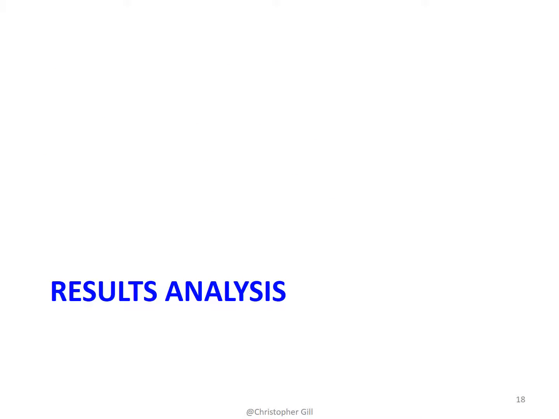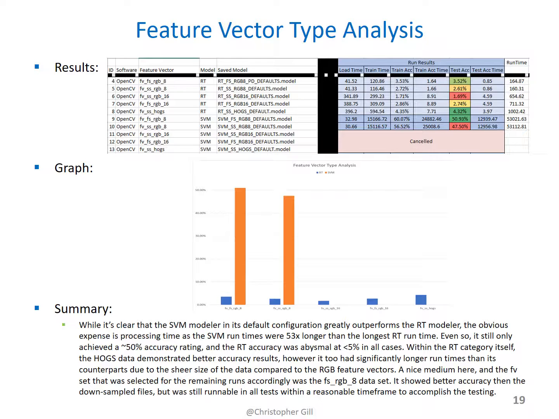With the ability to train and test completed, we now have to analyze our results. In controlling for the feature vector data that we feed the machine learning training algorithm and testing data, we can clearly see that the default configurations of the SVM modeler are far superior in accuracy, approaching 50%, compared to the random trees accuracy, which never exceeded 6%.